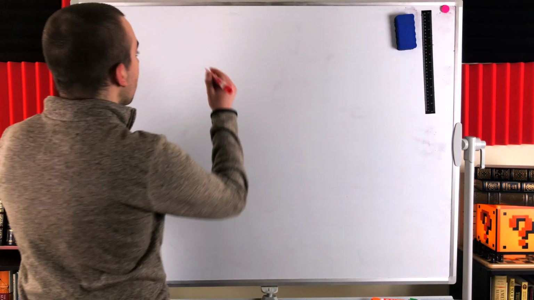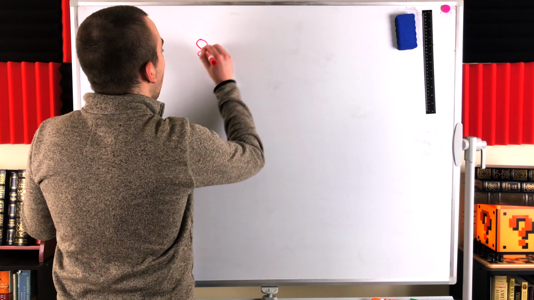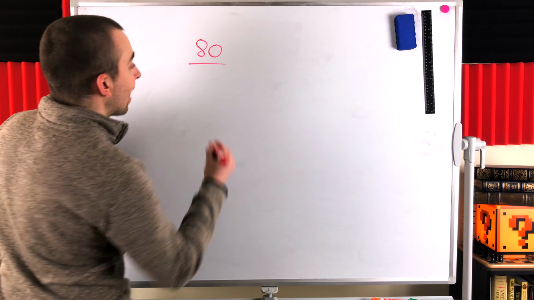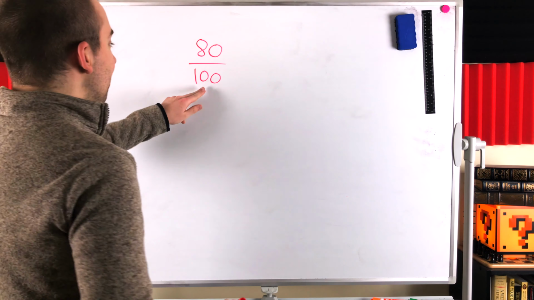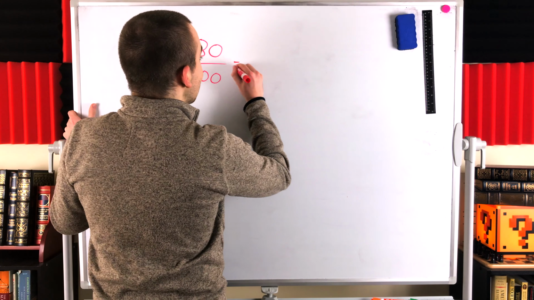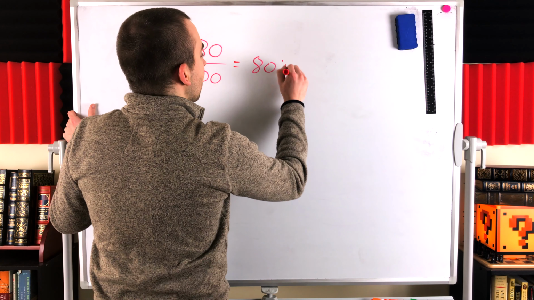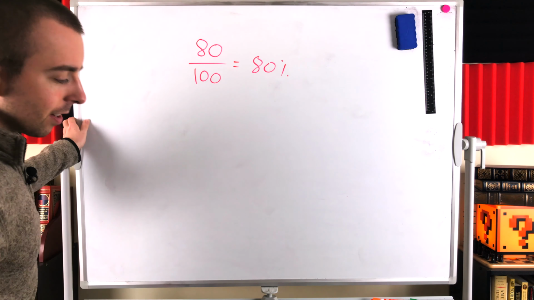So if you score 80 points on an exam, out of a maximum possible of 100 points, you scored 80 out of 100, this is in terms of hundredths. So this is equal to 80%. 80 over 100 is 80%.